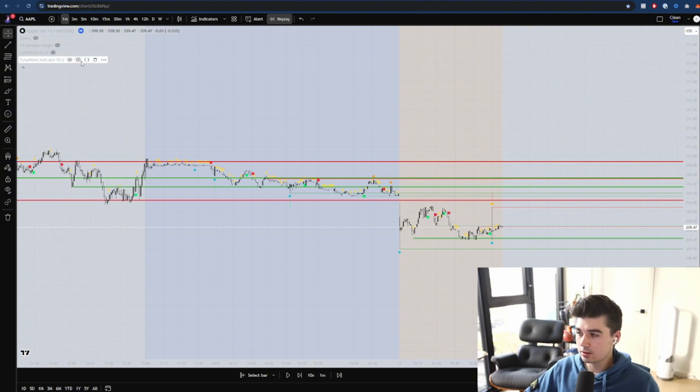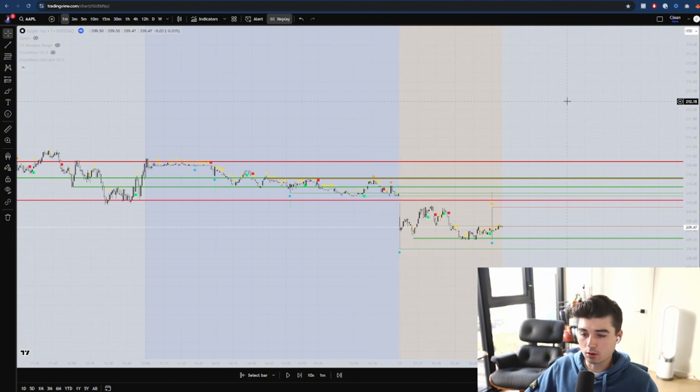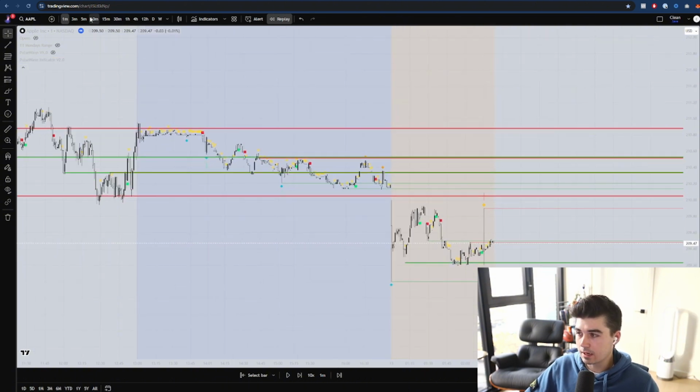And again, inside the settings, you can actually modify this: min touches for strong level. A strong level is a level that is thicker than the thinnest line you see on the screen, right? There's a thin line right here, a thin line right here. And really, these levels are meant to be much stronger levels because they've been tested a couple times. When we're in the swing trade mode, we know that it's a stronger level, and that is why I like looking at higher time frames.